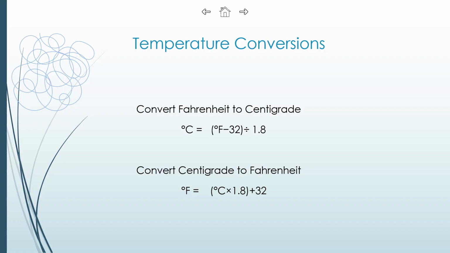Temperature conversions. Converting Fahrenheit to centigrade, you're going to take your Fahrenheit minus 32 and then divide by 1.8, and that'll give you your Celsius. Now, if you have Celsius and you need to convert it to Fahrenheit, you would take your Celsius, multiply it by 1.8, then add 32, and that will give you your degrees in Fahrenheit.